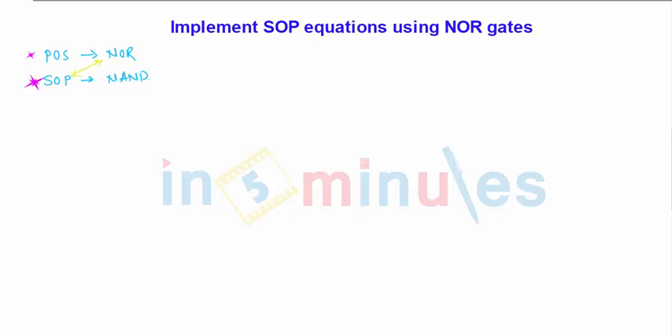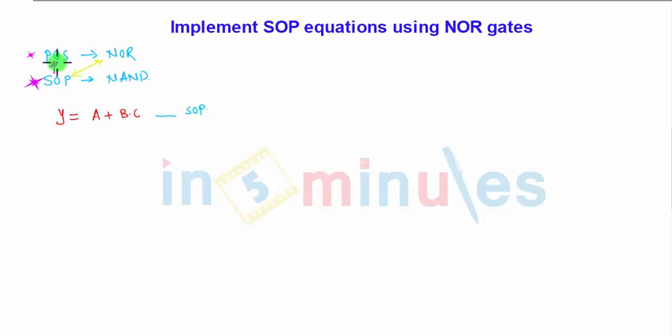Okay, so first of all, we need to identify whether the given equation is in SOP or POS. So let us consider a very small equation, y is equal to a plus b into c. So y is equal to a plus bc. So this equation clearly is in SOP form. For this kind of equation, it is very hard to implement with the help of NOR gates directly. So first of all, you need to convert this equation from SOP to POS format.